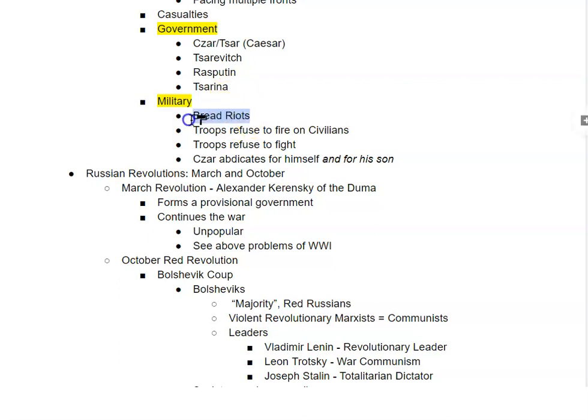You had bread riots and strikes, and when troops were ordered to put them down, they began to refuse to fire on civilians. Then the troops refused to fight. This is happening at the same time as the Nivelle offensive and the French mutinies on the Western Front. You have troops mutinying under the Russian military as well.